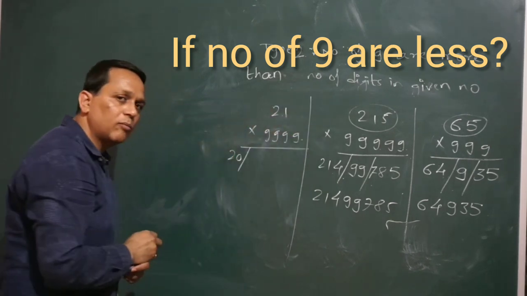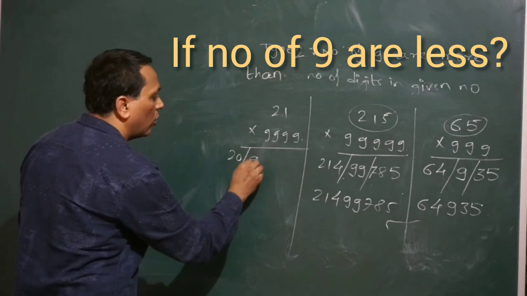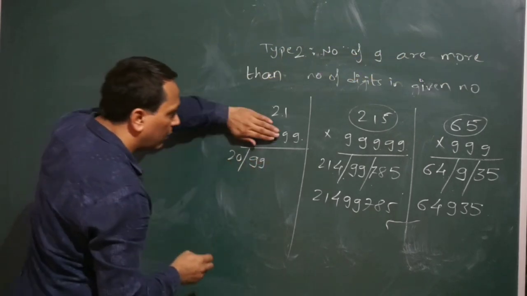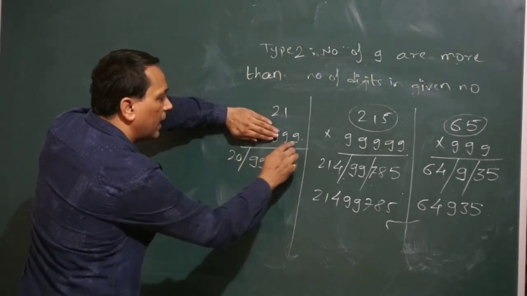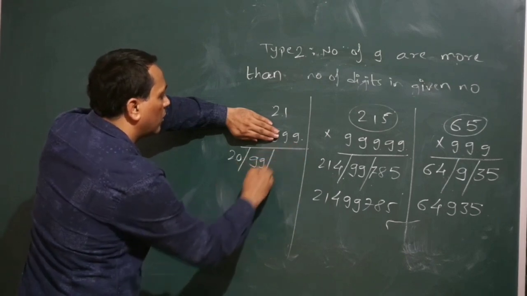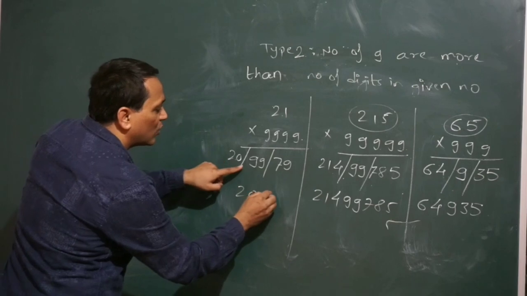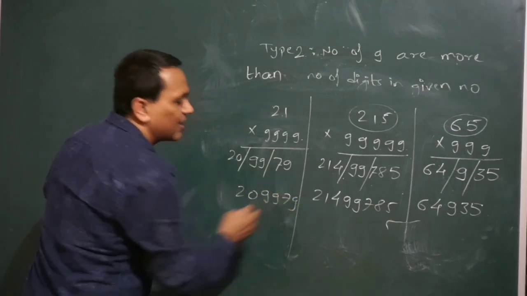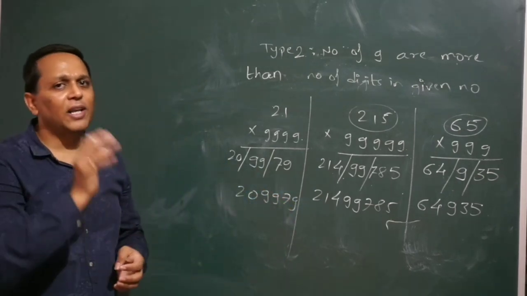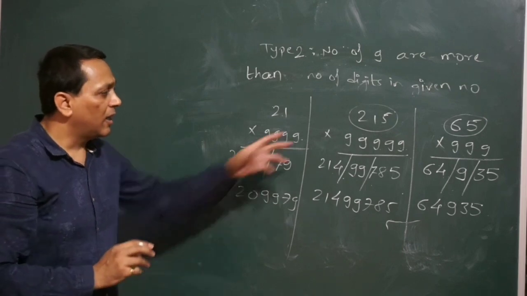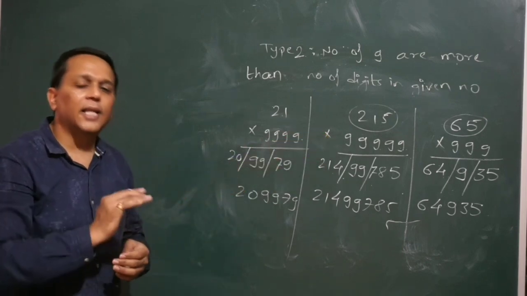Similarly, in the last question, this number is reduced by 1, it becomes 20. How many 9's are more? Here again two 9's are more, we write those here. And then we subtract this 20 from 99. 9 minus 0 is 9 and 9 minus 2 is 7. So the answer is 209979.